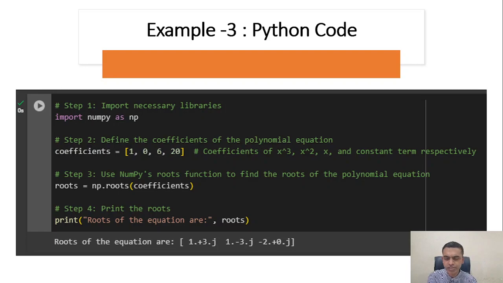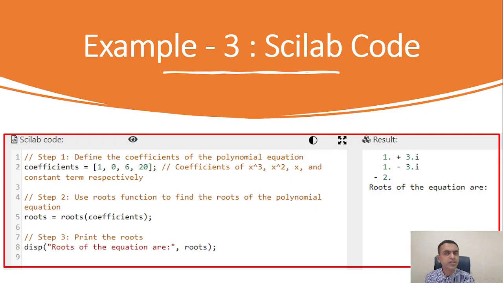These are the 3 roots, and this is how we solve it in Scilab. Scilab is simple: we define the coefficient matrix, we invoke the roots function, and we display the roots here: minus 2, 1 plus 3j, 1 minus 3j. Scilab goes with i, Python goes with j, Colab goes with j. It's just one and the same thing.